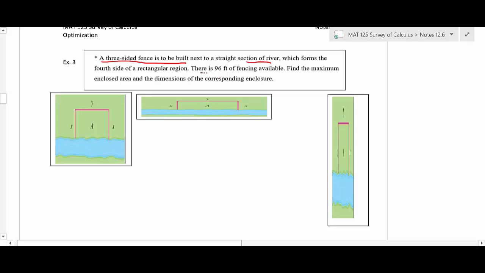So you have a rectangle. It also says that you have this much fence, so that's a condition or a constraint on the problem. However you build this, you're going to have 96 feet of fence. What you're going to try to do is find the maximum enclosed area and the dimensions that make that a maximum.